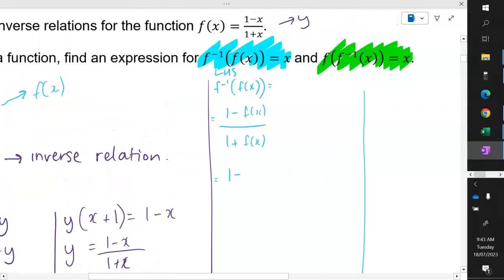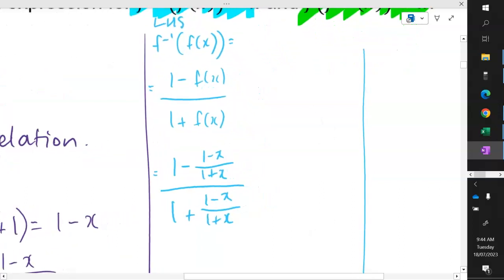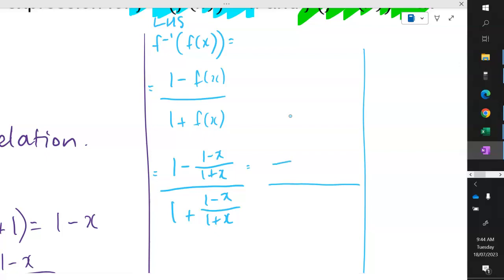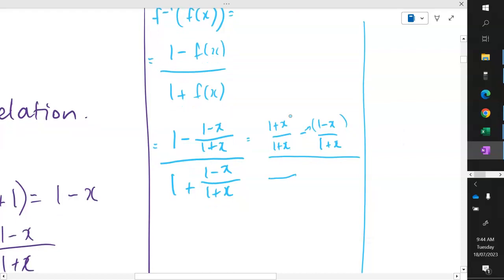So 1 minus, and my f of x is 1 minus x over 1 plus x, all over 1 plus 1 minus x over 1 plus x. So now you just need to do some algebra here to neaten that up on the top line and the bottom line. So let's get our top line all over 1 plus x. So I need to have a 1 plus x up there, and I've already got a 1 minus x there. We just need to make sure that when we join them together, that minus carries through. And on the bottom line, we're going to have a 1 plus x and a 1 plus x, and we have a plus on the bottom there. So on this side, I'm going to have a 1 plus x and a 1 minus x.